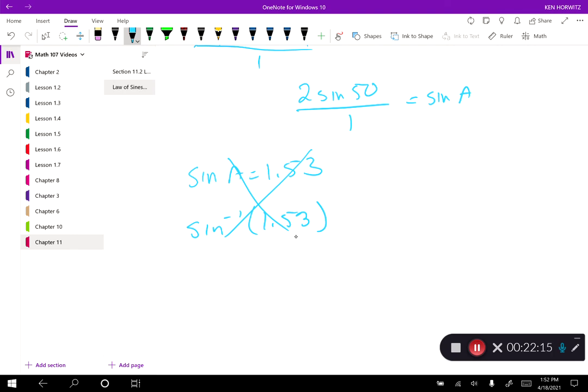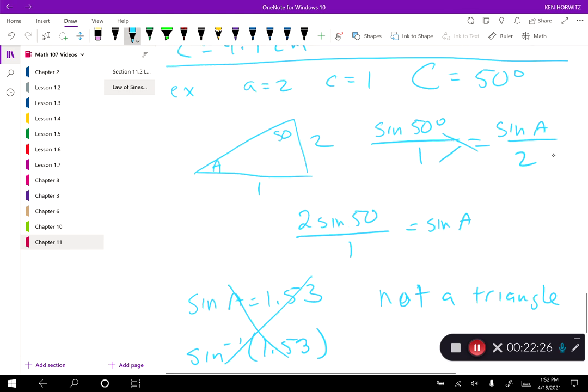Therefore, our conclusion is this is not a triangle. Right? If that answer is impossible, then these measurements don't hold up to be a triangle. Remember, we just did that freehand. We didn't actually measure it out. So that's something to be on the lookout for.